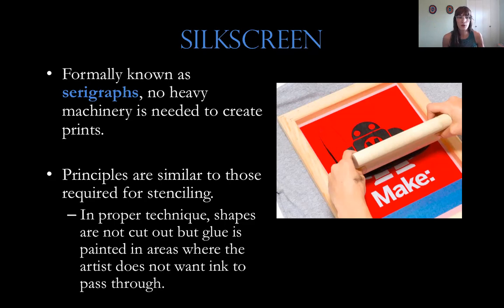Principles are similar to those required for stenciling. So if you think about ever making a stencil, in proper technique, shapes are not cut, but glue is painted in the area where the artist does not want the ink to flow through. And then you put ink on top, and then you use a squeegee to pull the ink across the screen. And of course, it's a very thin netting, so only a little bit of ink will go through. And then you put it under heat, and that fixes the image to the shirt.